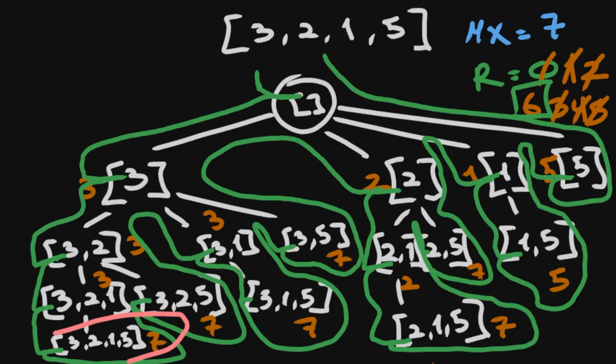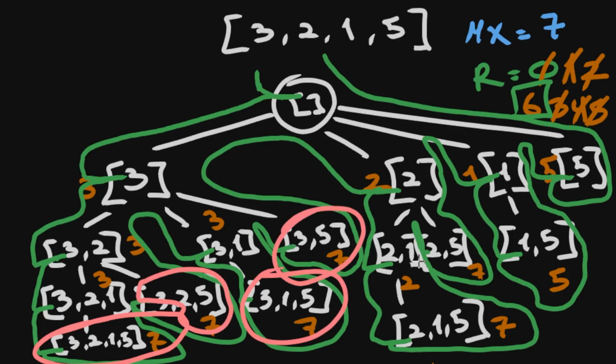So for example, this subset is in the result, this is also in the result, this and this are also in the result, and this are also in the result. Here you can see the 6 valid subsets, that's why we return 6. So this is it for the approach.